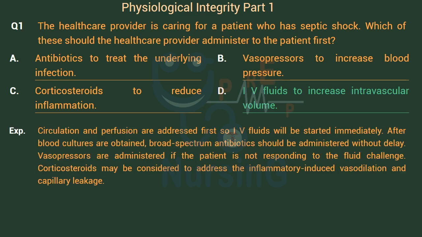Circulation and perfusion are addressed first, so IV fluids will be started immediately. After blood cultures are obtained, broad-spectrum antibiotics should be administered without delay. Vasopressors are administered if the patient is not responding to the fluid challenge. Corticosteroids may be considered to address the inflammatory-induced vasodilation and capillary leakage.